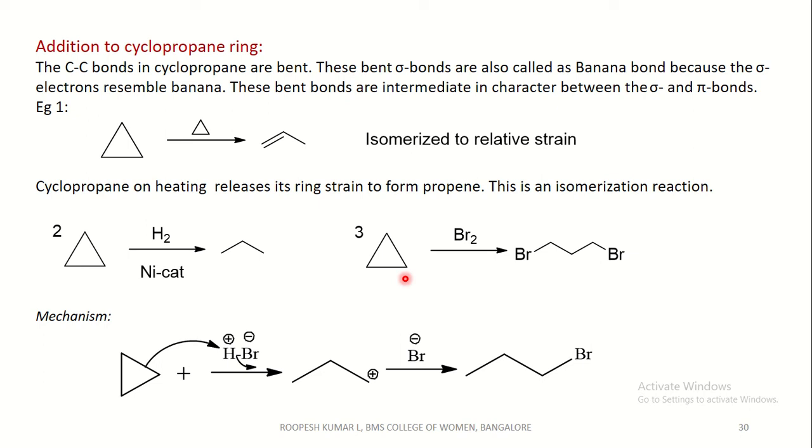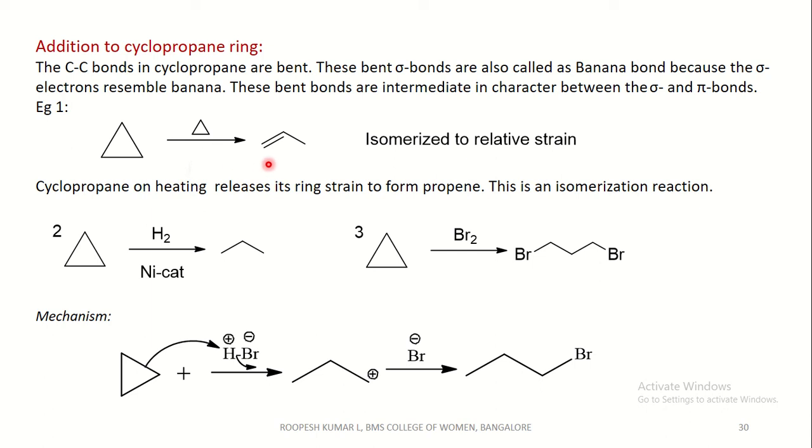Then this banana bond makes the cyclopropane ring highly reactive, providing an opportunity for the cyclopropane to release its ring strain. As we all know, cyclopropane is a highly strained molecule. It is always ready to relieve its strain. Coming to example 1, this is a cyclopropane.